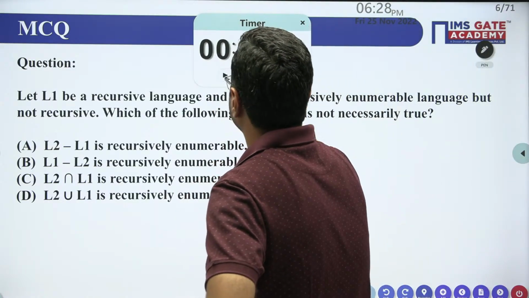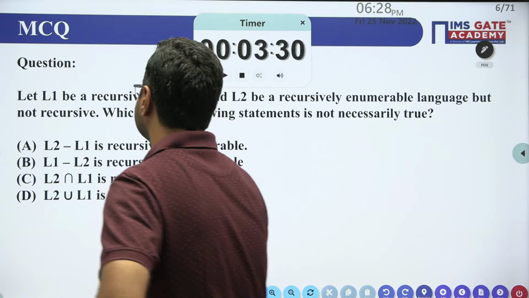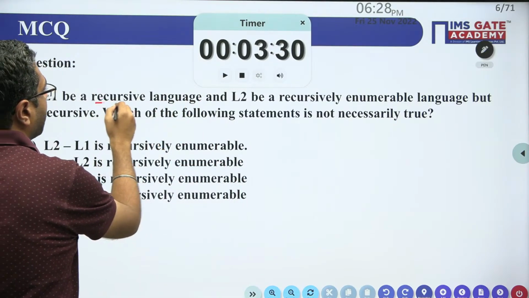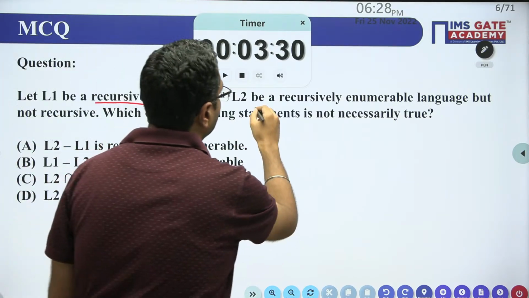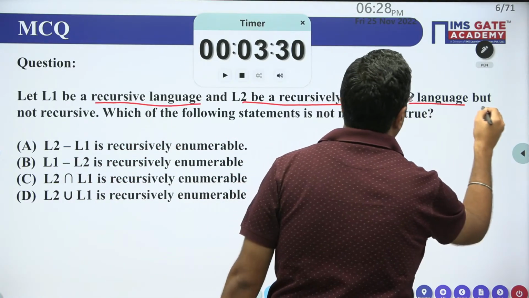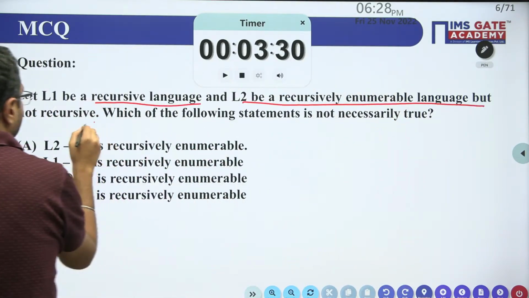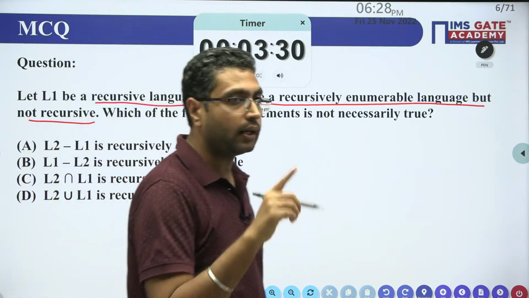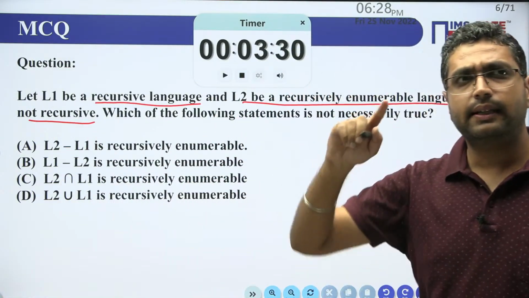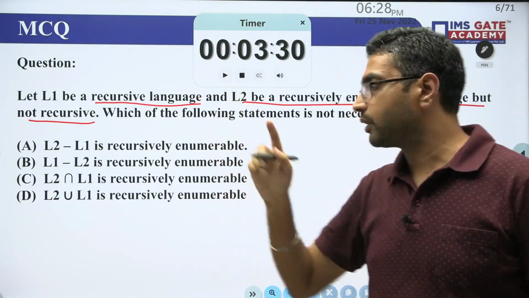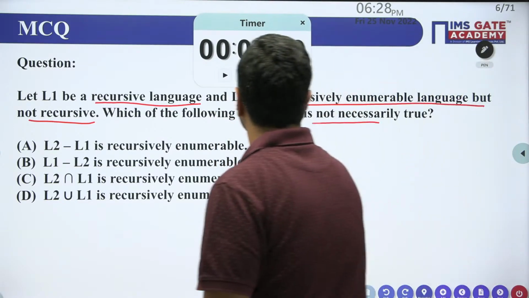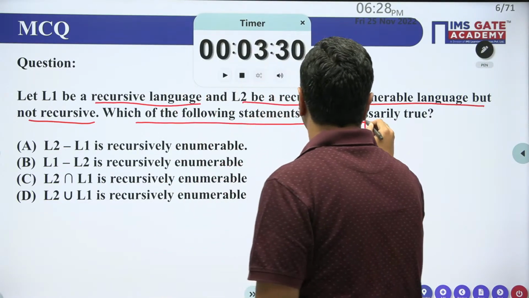So, as we say, L1 is a recursive language and L2 is a recursive enumerable language but not recursive, right? It is recursive enumerable but it is not recursive. So which of the following statements is not necessarily true? We have to answer this.